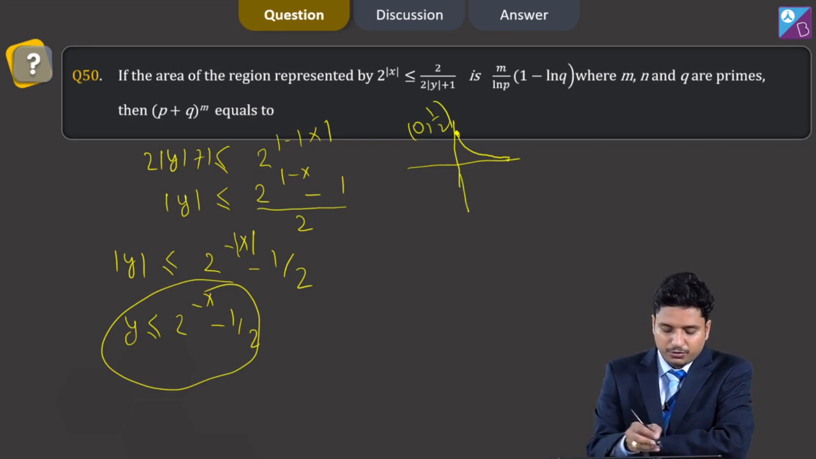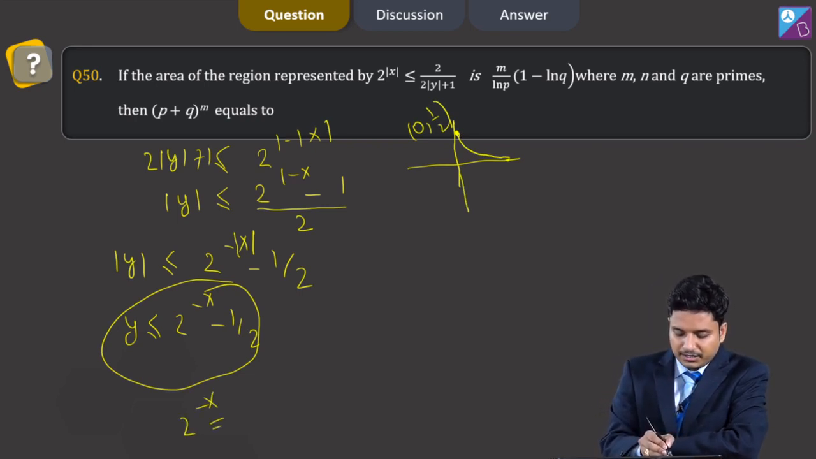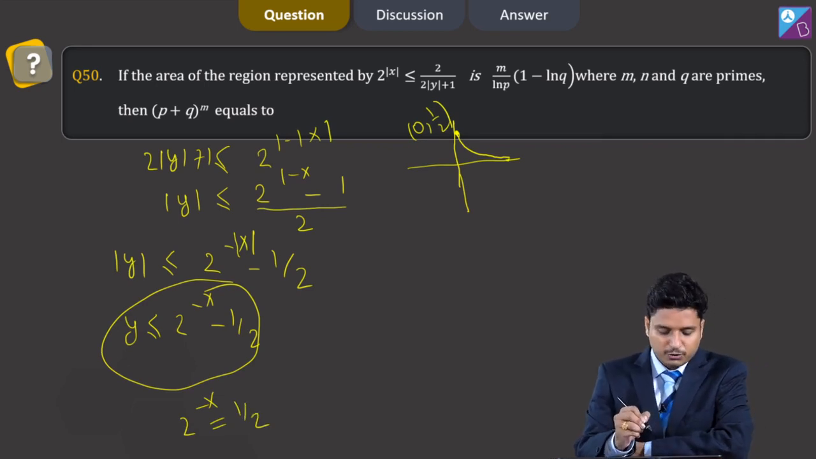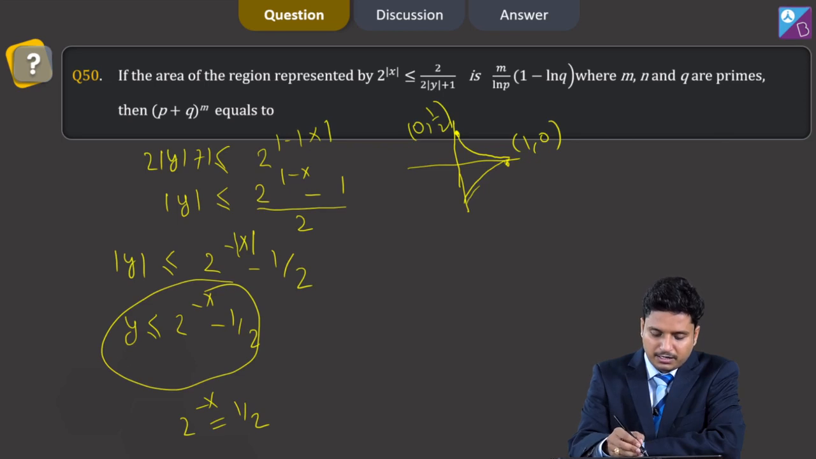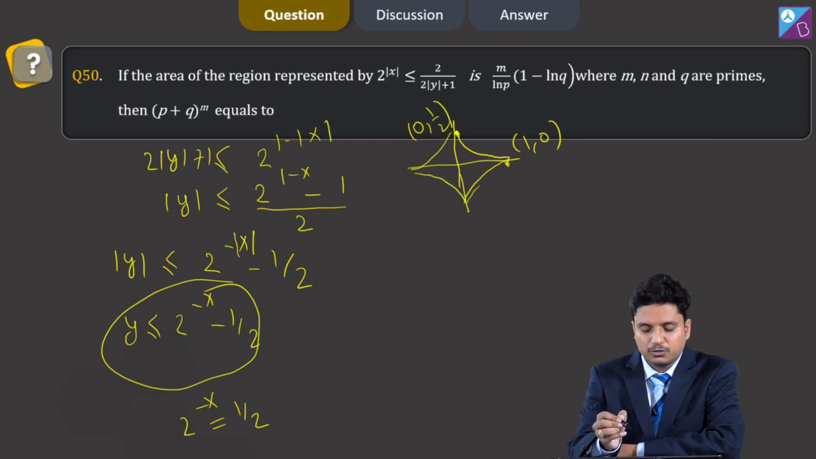And when y will be equal to 0, 2 raised to power minus x should be equal to 1 by 2 at that point. So minus x is equal to minus 1, that means x equal to 1. So this point is 1 comma 0. You can see where this 2 raised to power minus x minus half is intersecting the x axis. That means the y coordinate should be equal to 0, so that is at x equal to 1. The same graph will be covered over here in this quadrant and in this quadrant. So this is what we have to find as its area. This whole shaded portion is what is required.